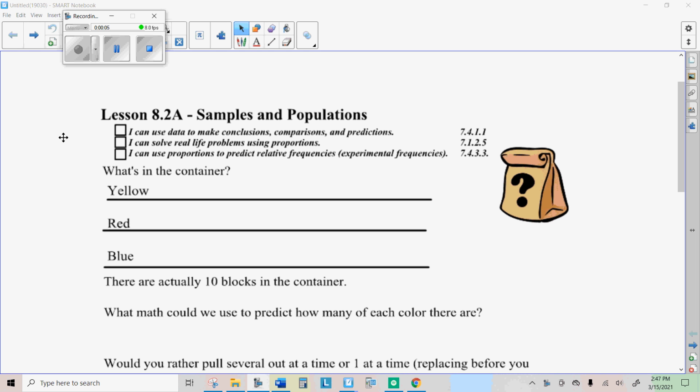It's Mr. Hermanson again. Today we're going to learn how to take samples to try and guess what a population is. Now, in real life, this is used to figure out populations of people, populations of animals, maybe to figure out who is most likely to win an election, different things like that. We're going to do it with blocks so you can get a feel for it. What we're going to do is use a sample and probability to guess how many of something there is.